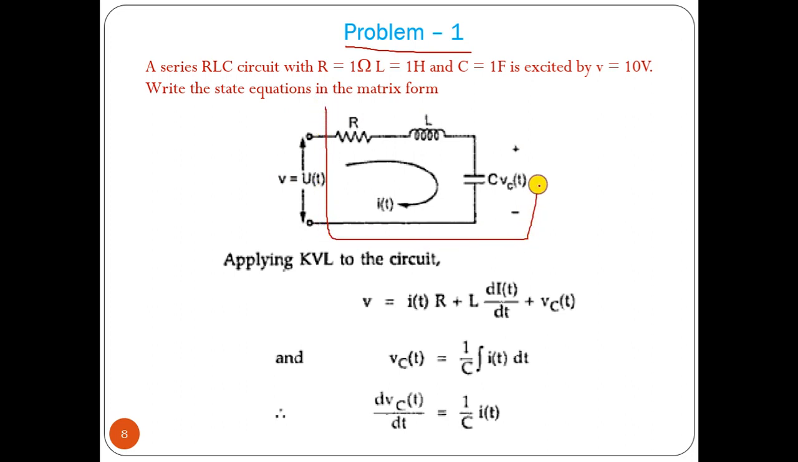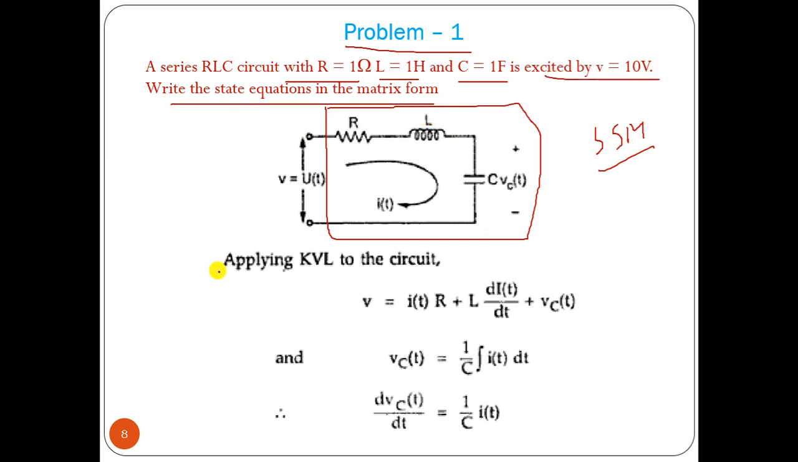This is the system, say. How can we find out its state space model? What is given: this is a series RLC circuit with R equal to 1, L equal to 1 Henry, C equal to 1 Farad, excited by an input voltage of 10 volt. Write the state equation in the matrix form.